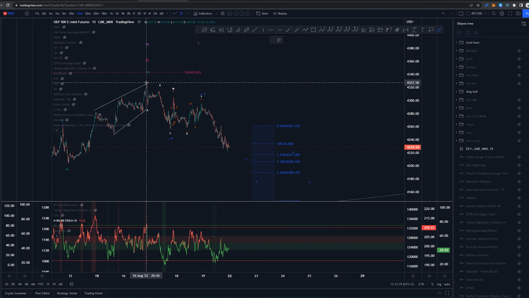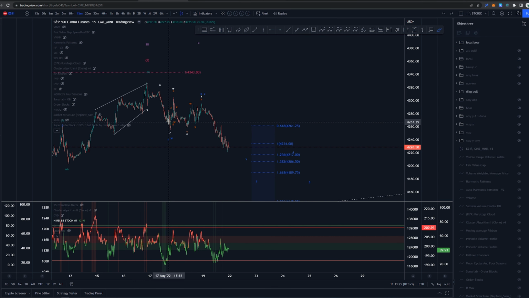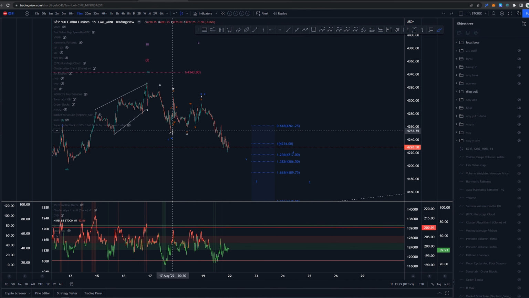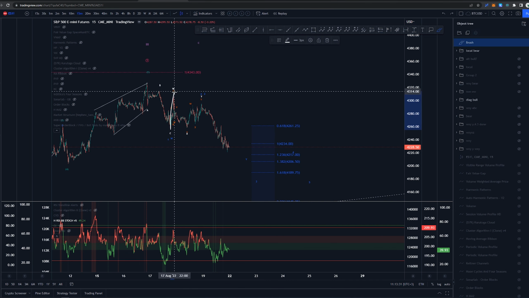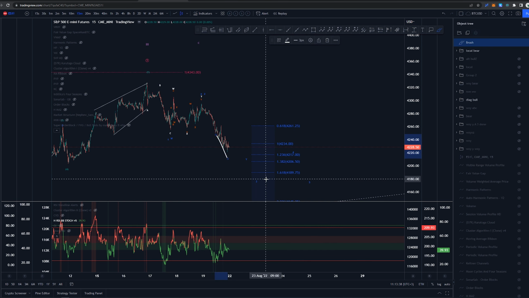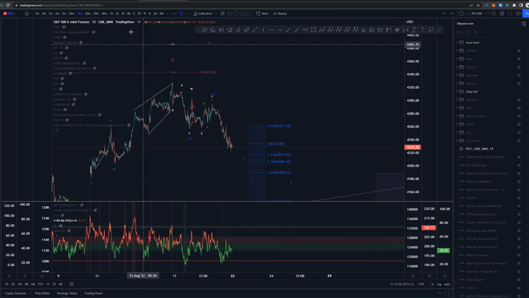Unfortunately, the extension here for that possible third wave would be so small compared to the rest of the structure that I've labeled this as an ABC instead. So this would bring us to W, then WXY into X, and then a 3-wave structure into wave Y. We have gotten divergences here already, so I'm not quite sure what this is as of yet.